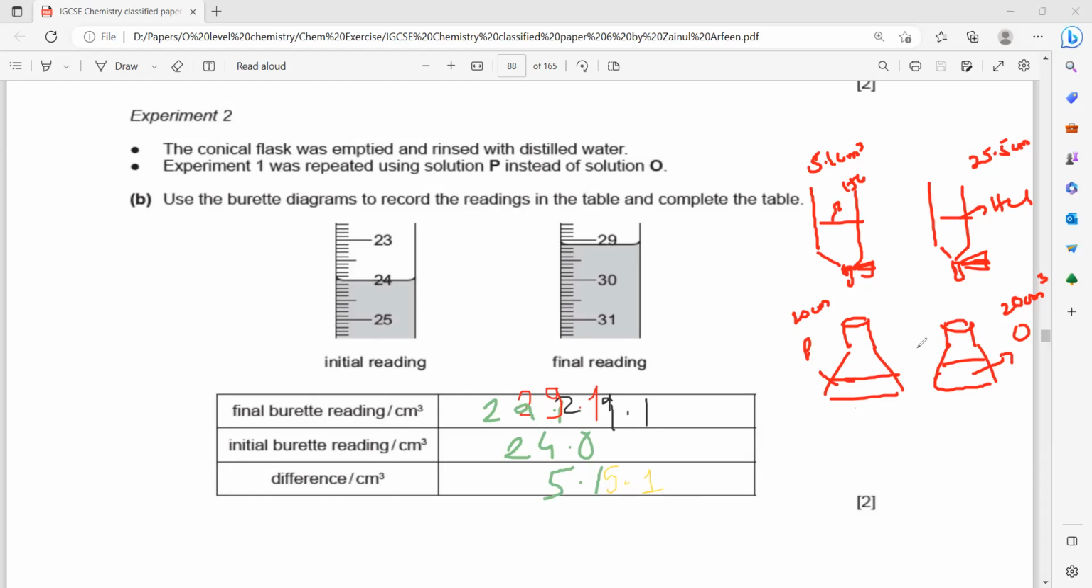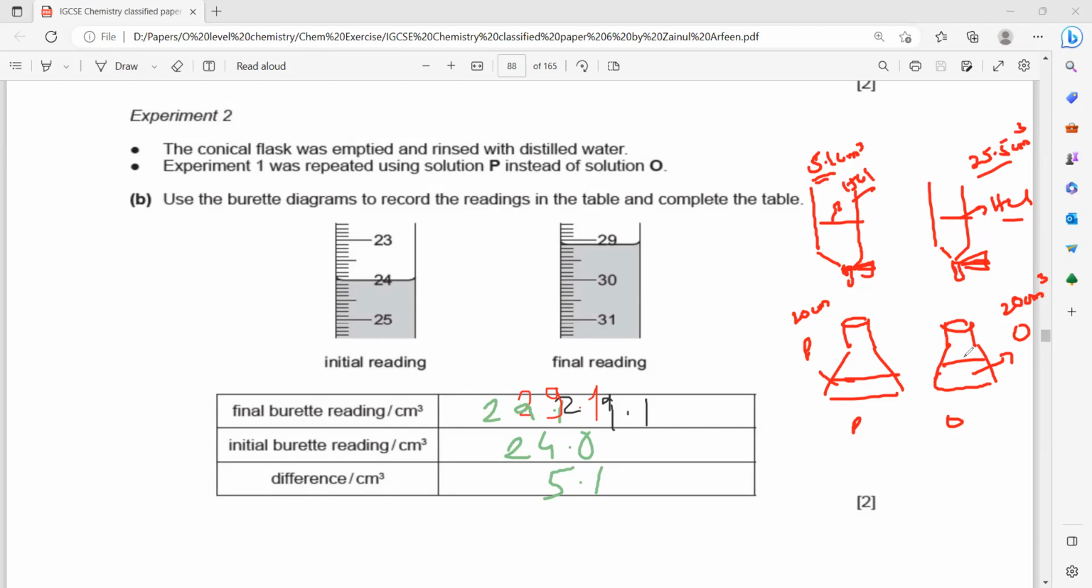So which solution is more concentrated, P or O? Solution P, because it took less volume. Which is more concentrated, P or O? P. No, the correct answer is O. I'm not talking about the HCl, which is the same. For a complete reaction with P, I just use 5.1 cm³. But here for a complete reaction, I use 25.5 cm³ of HCl.